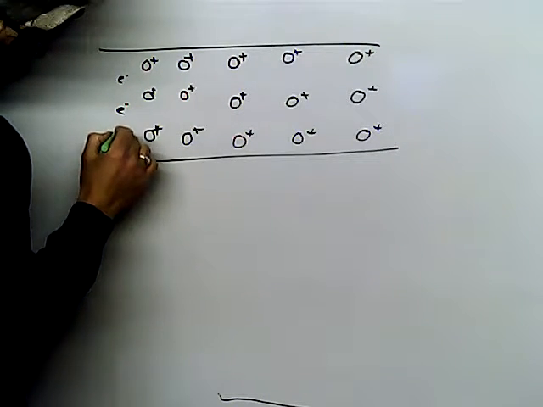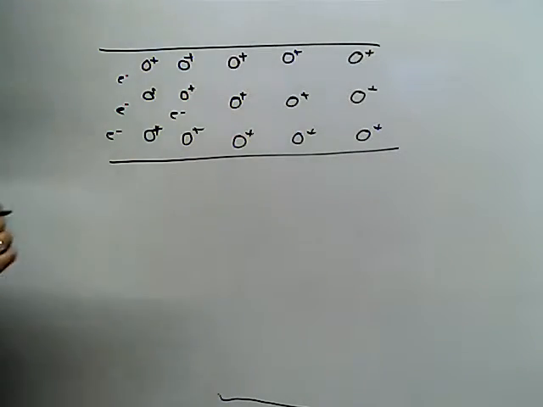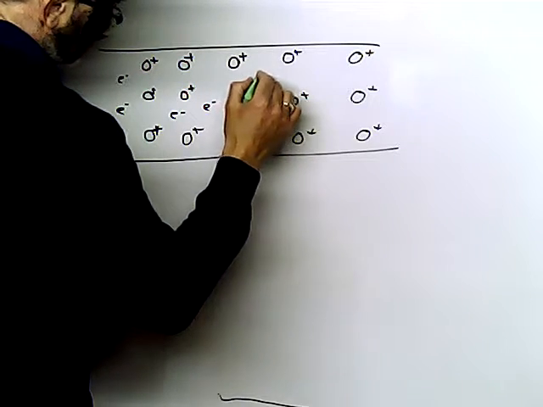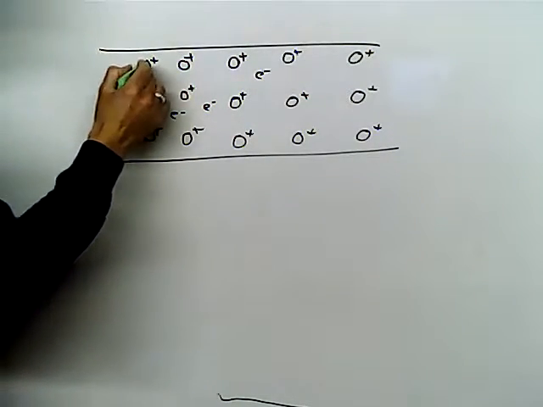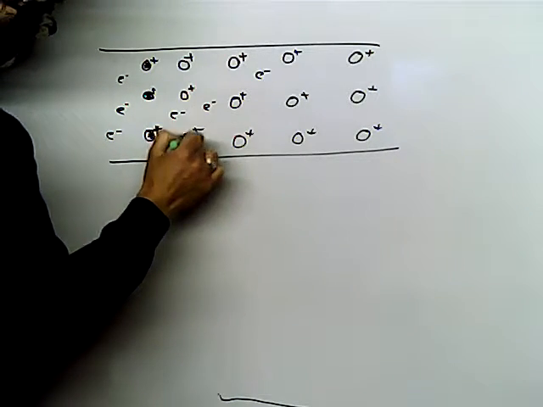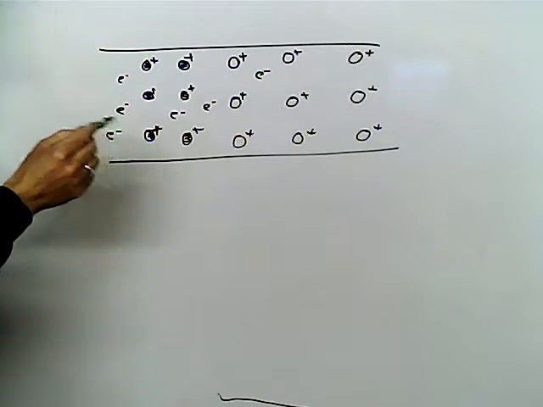So these electrons float around within the structure, which are fixed. These positive ions are fixed, they can't move, but the sea of electrons can move.